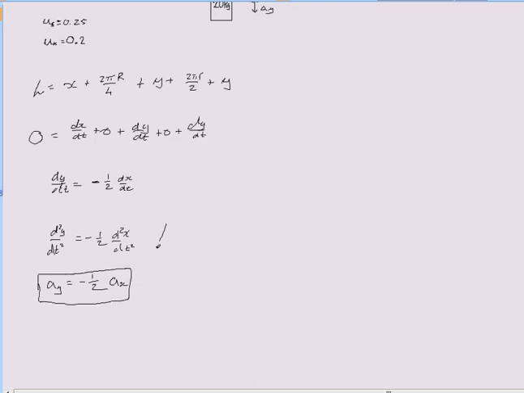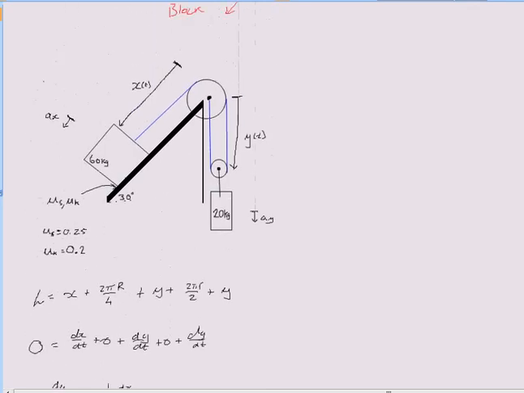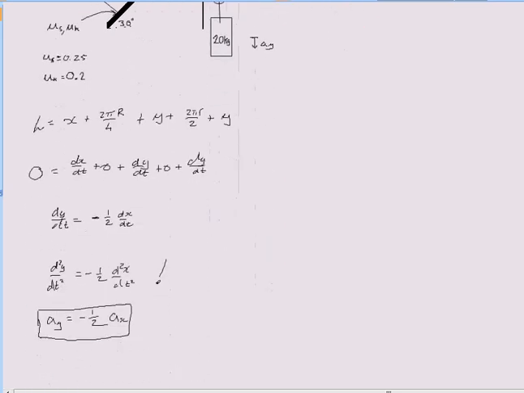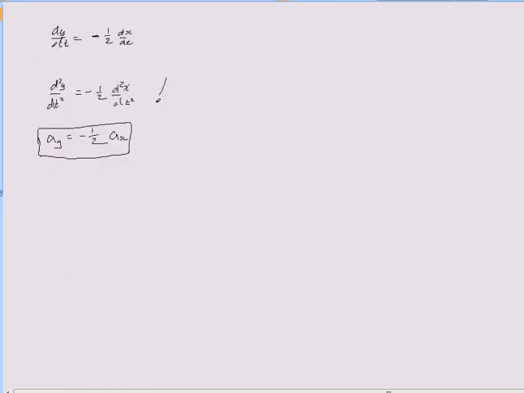Alright, we're almost there. We just need to analyze, once again, this block in kinetic friction, and then plug in everything we know, and we'll get our answer. So in order to do that, let me just draw another free body diagram of our block on the slope. I know this is taking a while, fellas, but we're almost there.